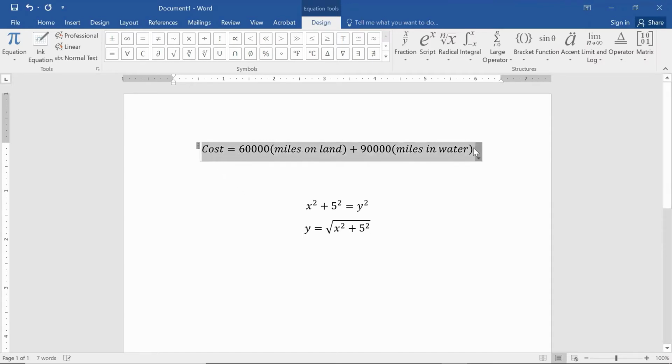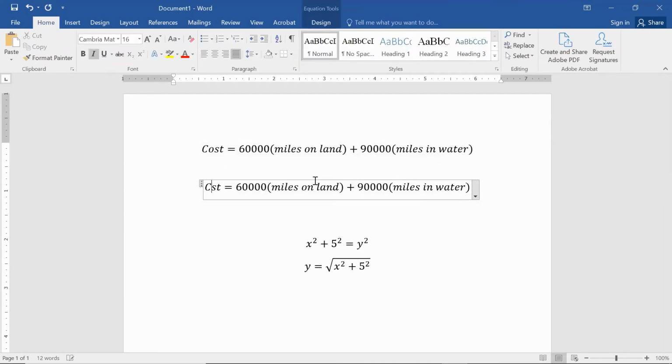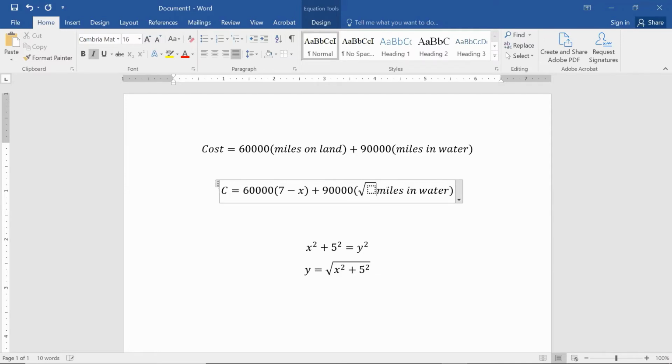So I take this cost equation and I simplify it. I'll write C for cost: 60,000 times the miles on land. We know that the miles on land is 7 minus x, plus 90,000 times the miles in water. We know that the miles in water is y. If I want to write that in terms of x, that's going to be the square root of x squared plus 5 squared.